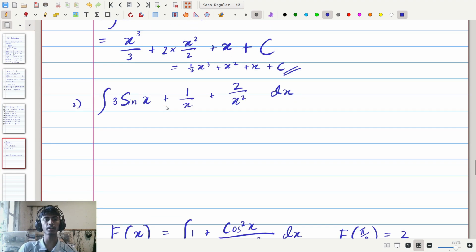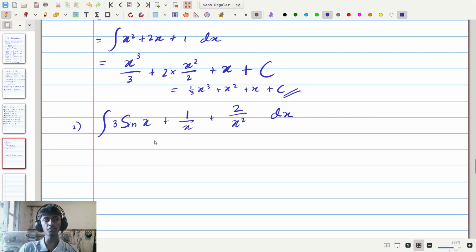Moving on to the next one. In the next one, we again have a sum of terms and we have different terms this time. Over here, we have the integral of 3 times sine x plus 1 divided by x plus 2 divided by x squared, all integrated dx. So then here, this is going to be the sum of each of these integrated separately. For the first one, we have a constant times sine of x.